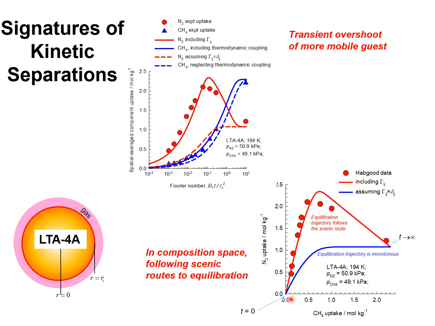On the other hand, if thermodynamic coupling effects are ignored, the equilibration trajectory follows a monotonic path to equilibrium, in quantitative and qualitative disagreement with the Hapgood experiments. So a signature of kinetic separations is that in composition space, the equilibration trajectory follows a scenic route.